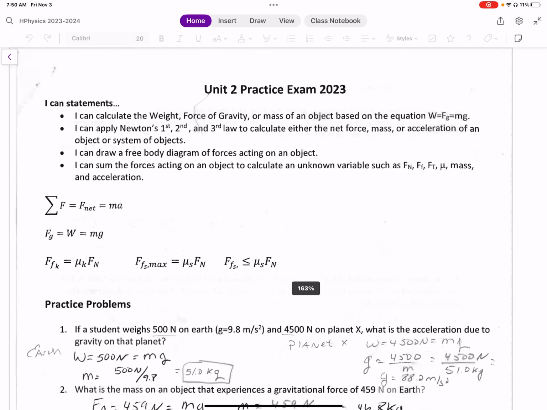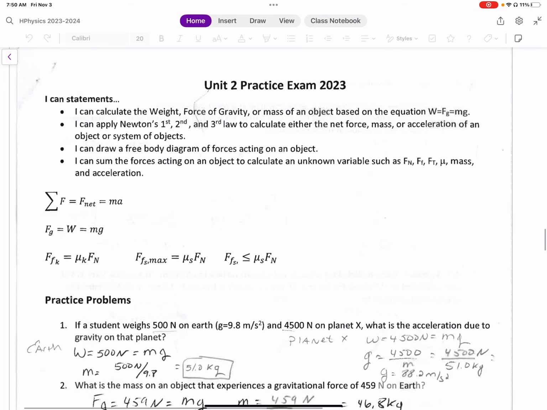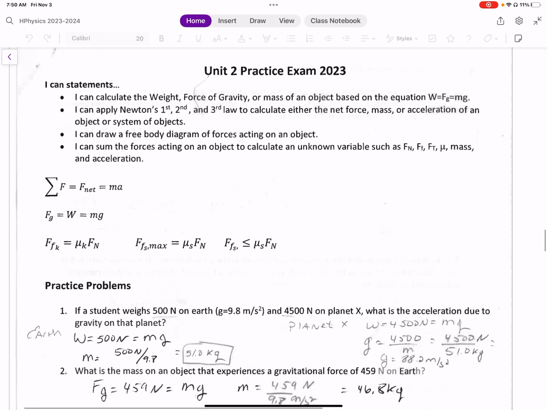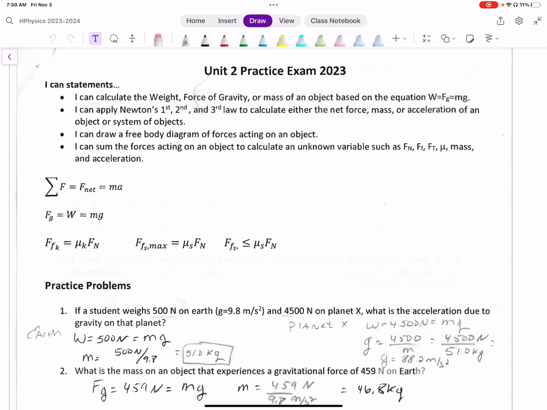All right, this is Mrs. Crary, and I'm going to be walking through our Unit 2 practice exam that I use to help you prepare for your Unit 2 exam. Here are the equations that we had.